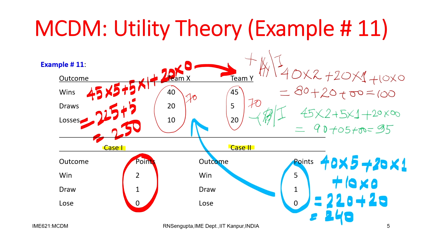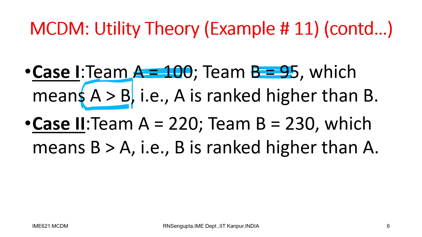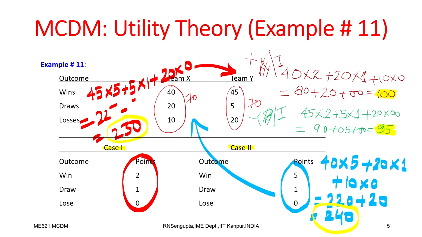So, in the initial case, if you see, A was 100, B was 95, so A was higher in the ranking. If I consider case 2, A is now 230, while B is 240. So, A is 230, B is basically 240. Did I do any calculation mistake? Let me check.